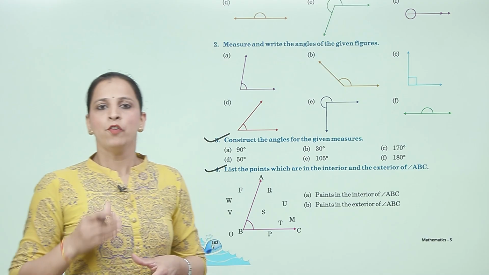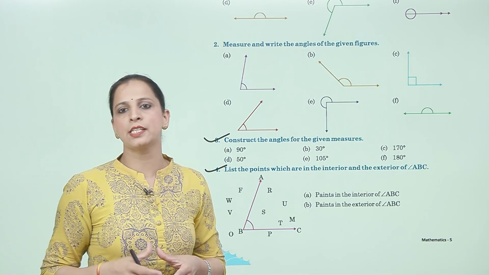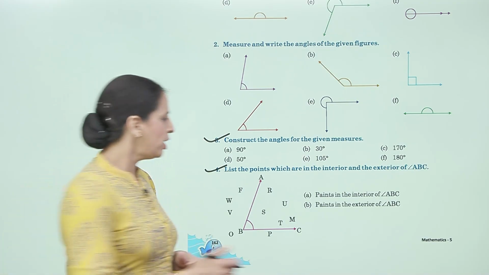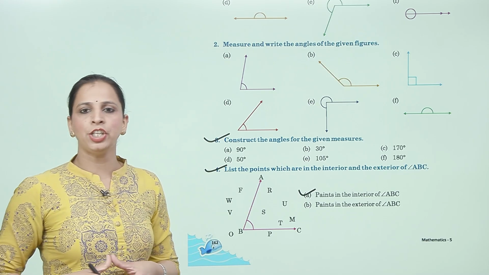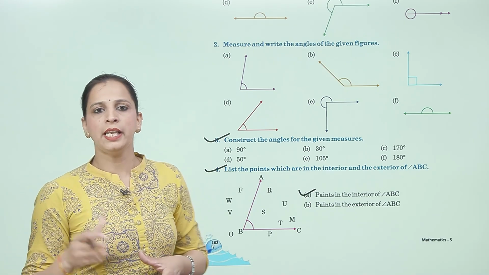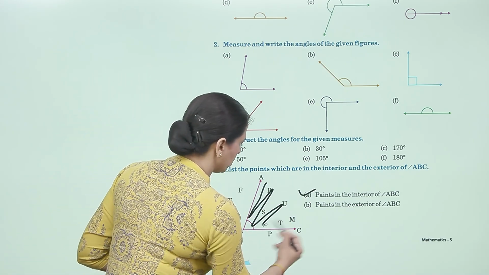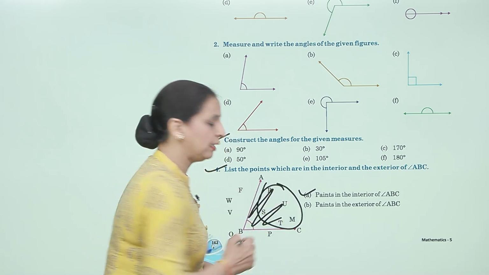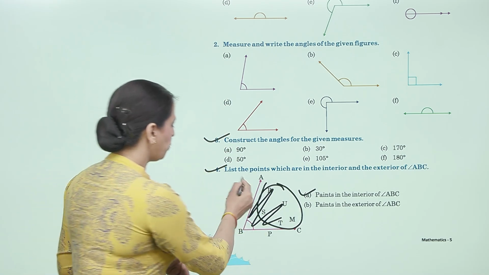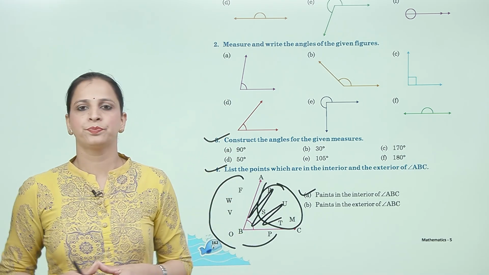List the points which are in the interior and exterior of angle ABC. Now A part. Points in the interior of angle ABC. This is the interior and all these points are in interior and all these points are exterior.